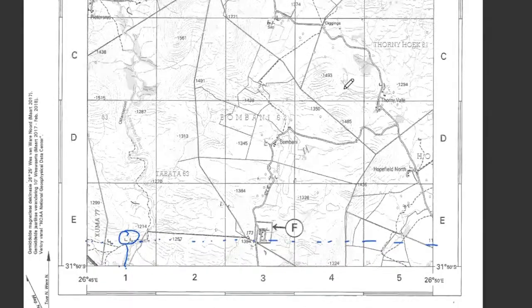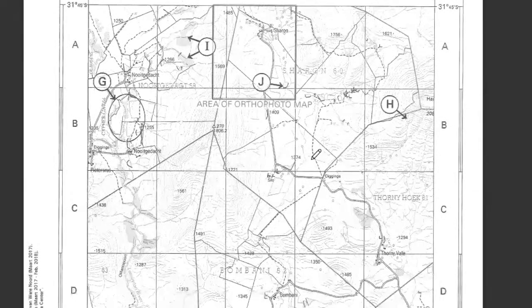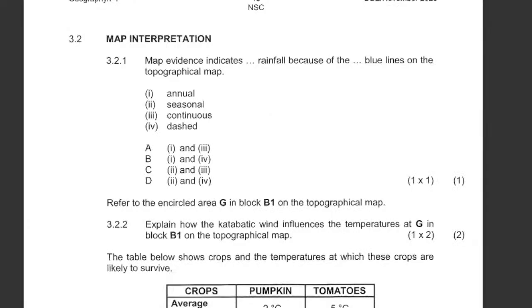If you check the blue lines on this map, you find that it's not a bit clear, but we can still see. You find that there are broken lines there. Those broken lines, it means they are the dashed lines. Which dashed lines are indicating seasonal rainfall? So we have 2 and 4. 2 and 4, which is the next point, the next question.